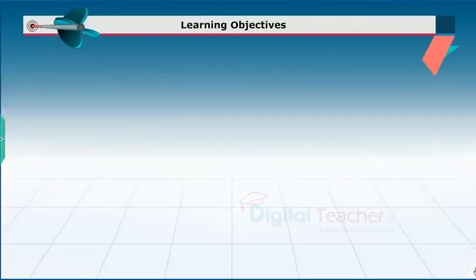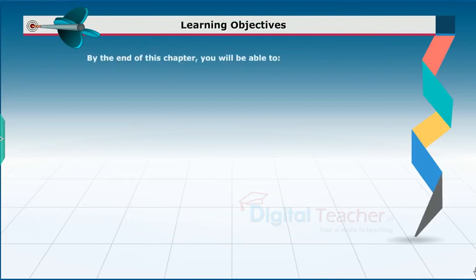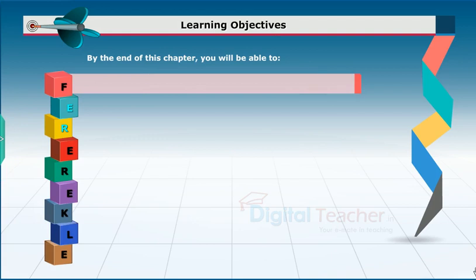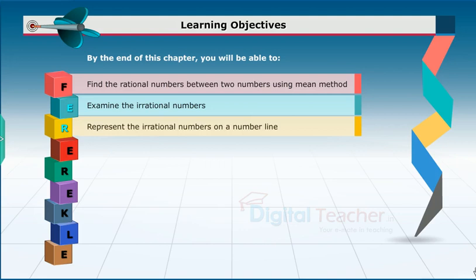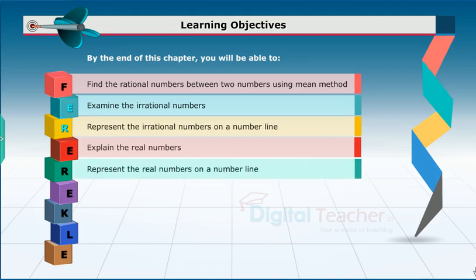Learning objectives. By the end of this chapter, you will be able to find the rational numbers between two numbers using mean method, examine the irrational numbers, represent the irrational numbers on a number line, explain the real numbers, and represent the real numbers on a number line.